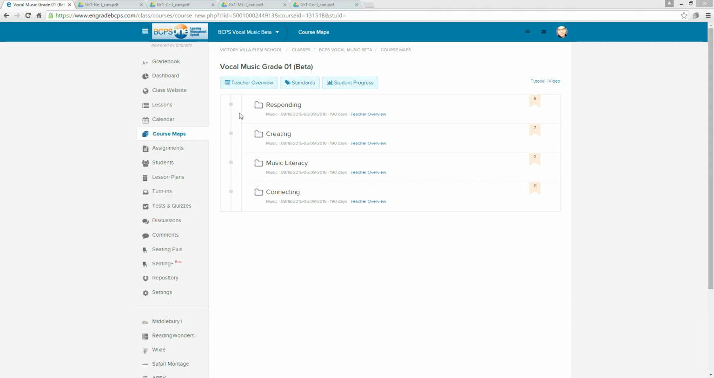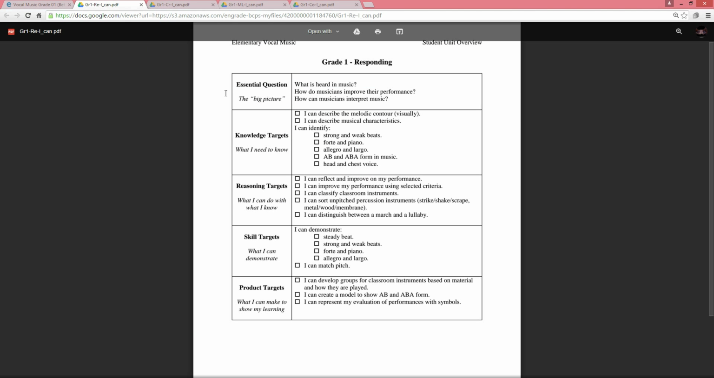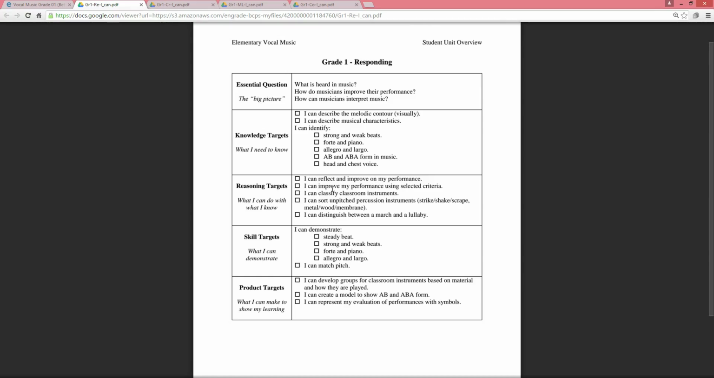Let's say I would like to plan a first grade lesson involving the composition of an ostinato using quarter notes and eighth notes, which will then be performed at the end of class. My students may be demonstrating skills from more than one bucket. Some of the I can statements in which my students may be visiting throughout this lesson include the following. From the responding bucket, students will be reflecting and improving on their performance, and/or improving their performance using selected criteria.